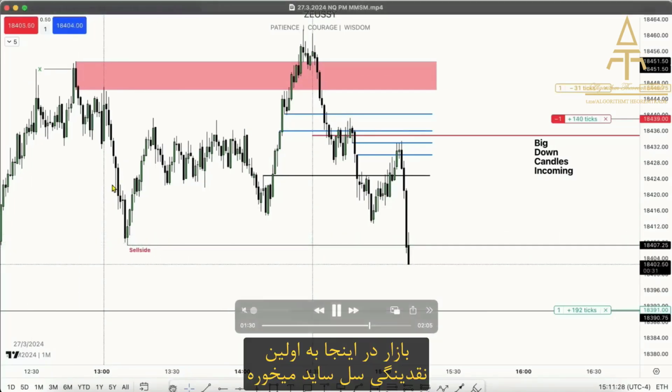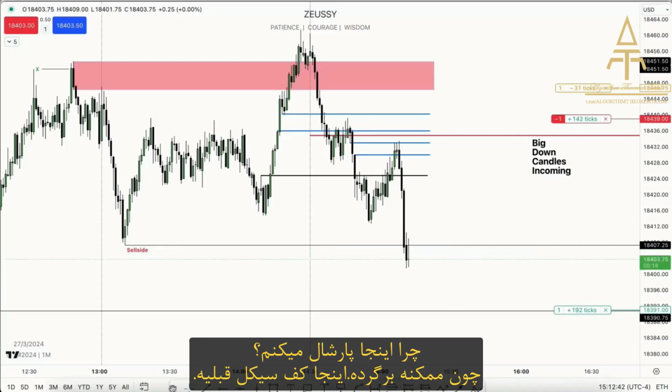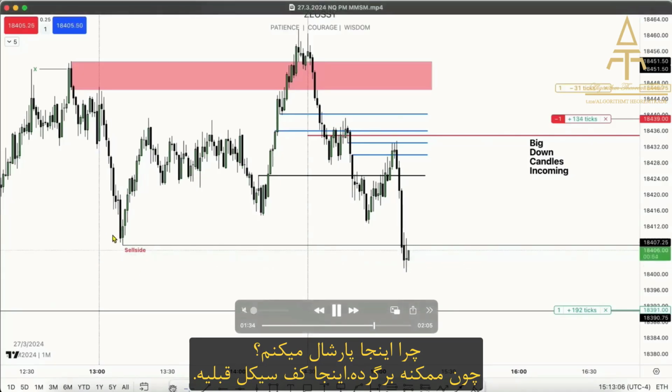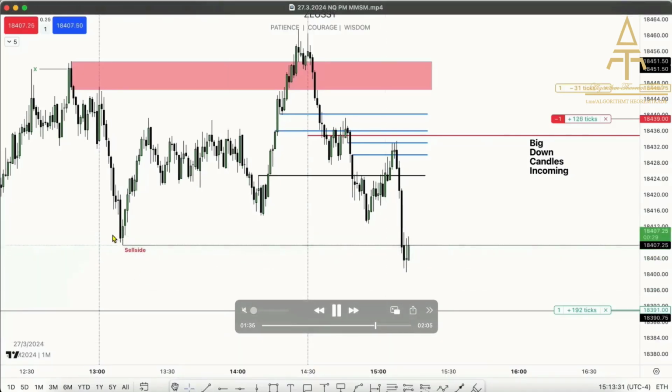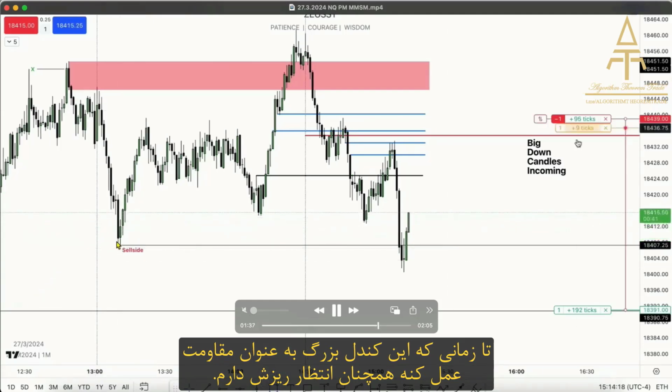And there the market displaces to the first target right here, the sell side liquidity objective. I partial there. Why? Because it's a potential reversal zone since it's the previous cycle low. And as long as this big down close candle functions as resistance on price, I'm anticipating lower prices.